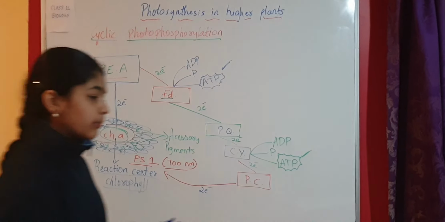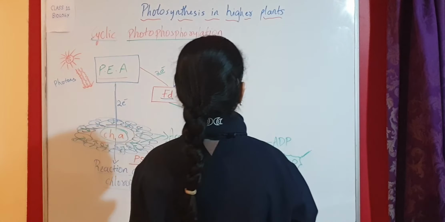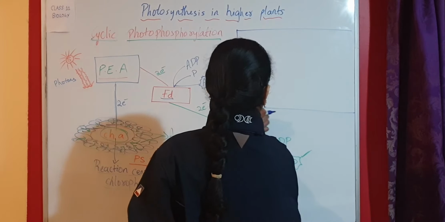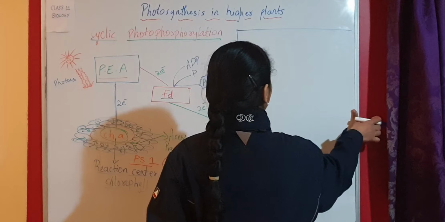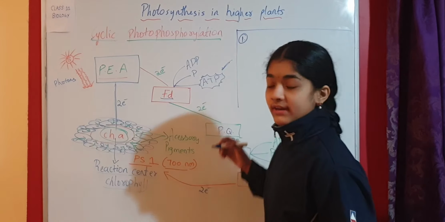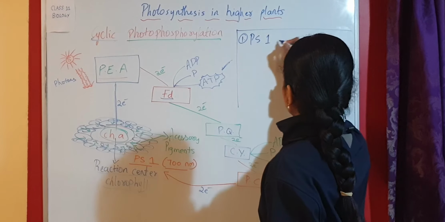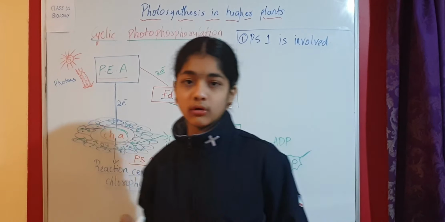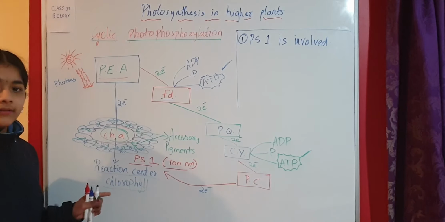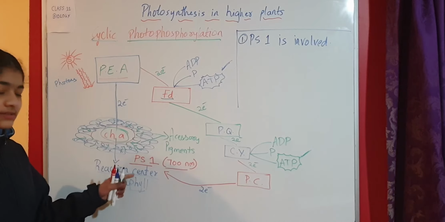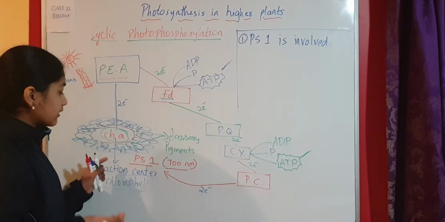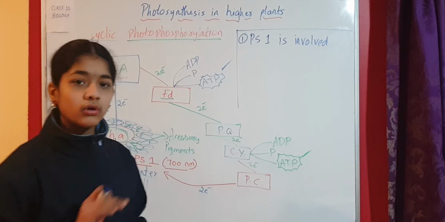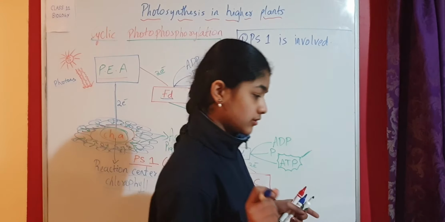Now the important things that we need to remember about cyclic photophosphorylation. The first point is that only PS1 is involved. There is no PS2. Why don't we need PS2? Because the pair of electrons is coming back to PS1, so there is no need of PS2. So PS1 is the only one involved. There is no involvement of PS2 in cyclic photophosphorylation.